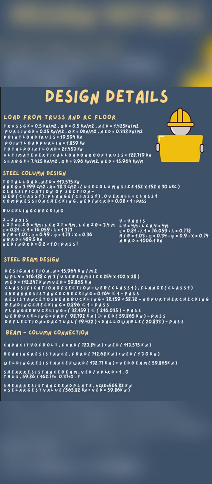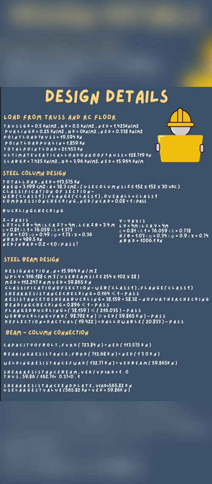For the classification of section, it has web and flange. For both sections, we get class 1 section. So the overall steel beam design is class 1. For the shear resistance checking, we get 0.164, which is below 1. So the result is pass.